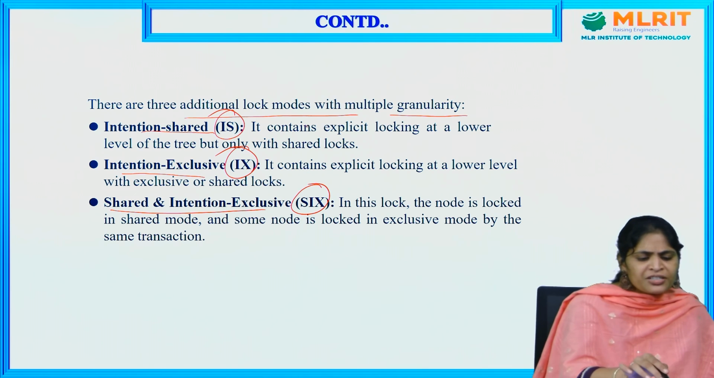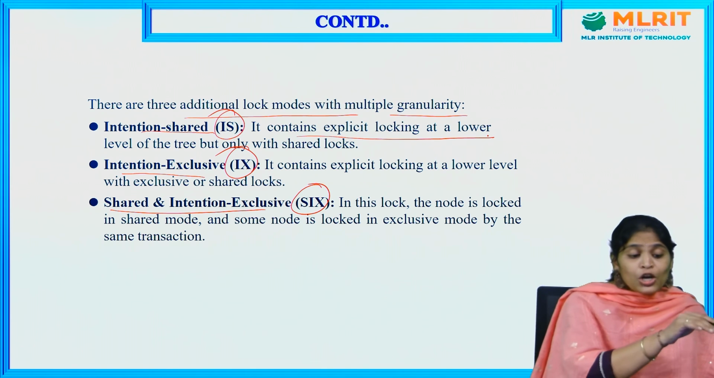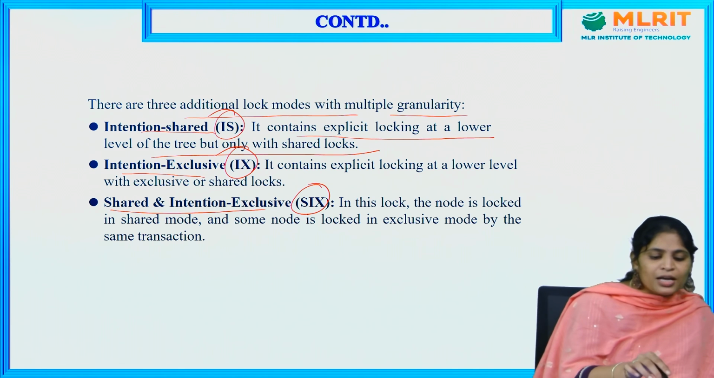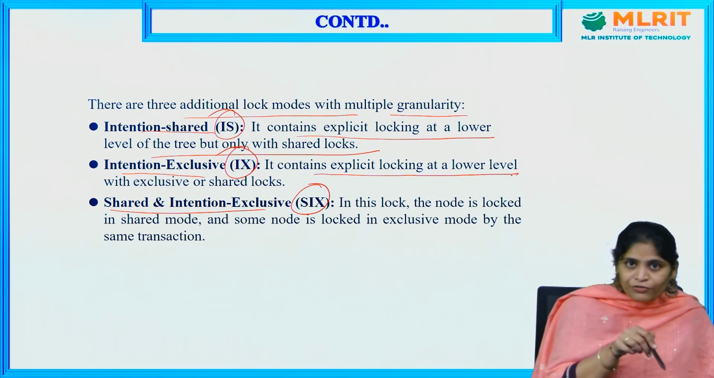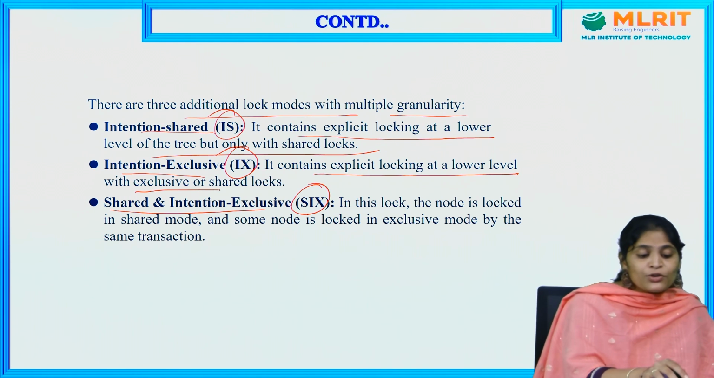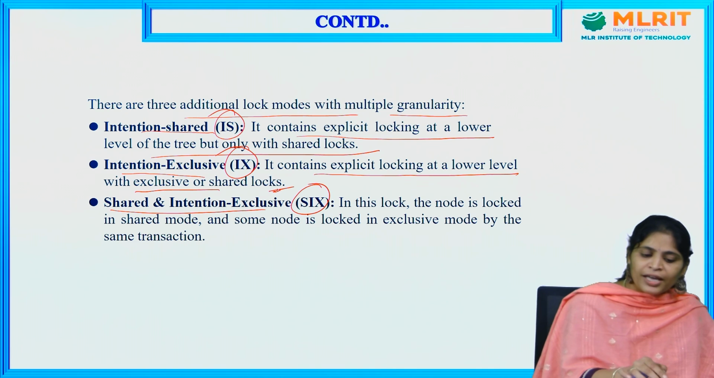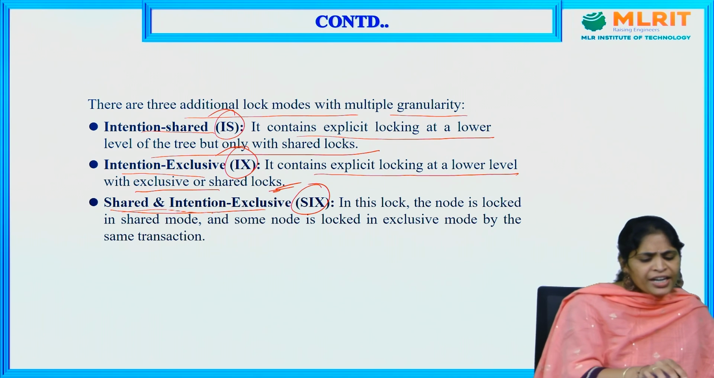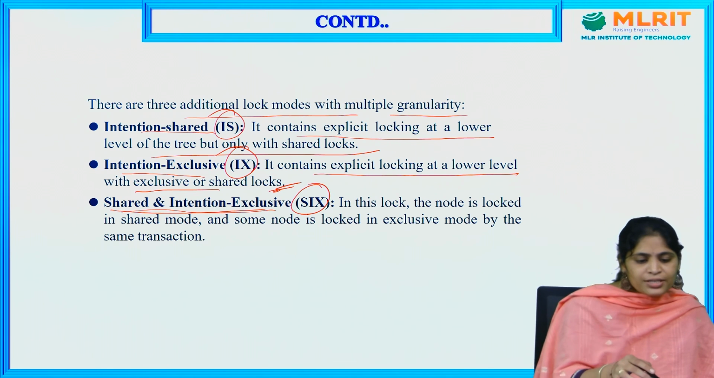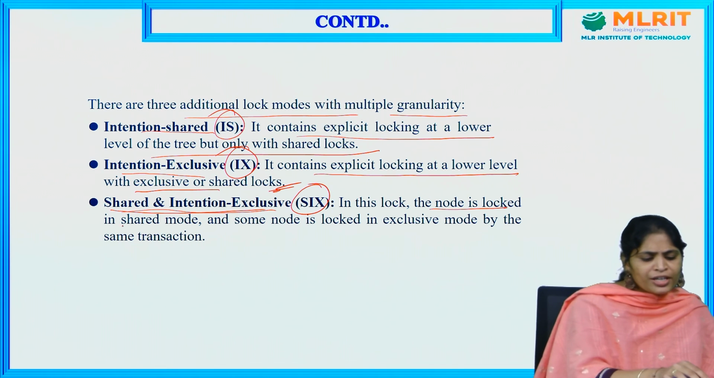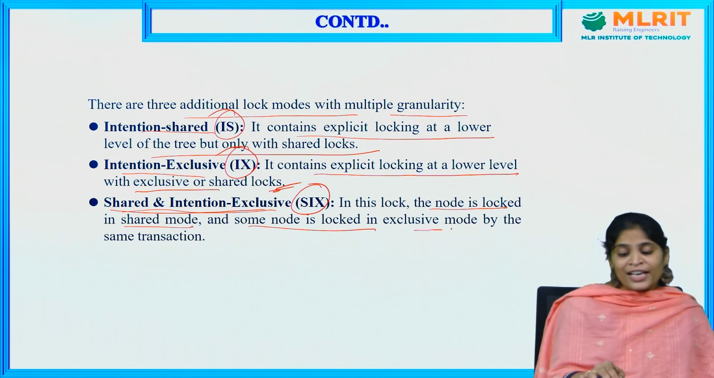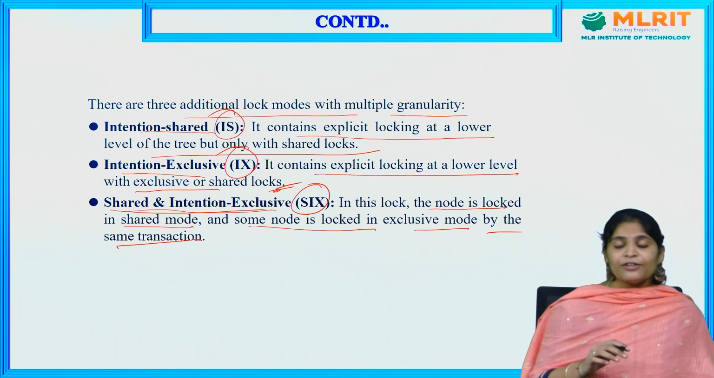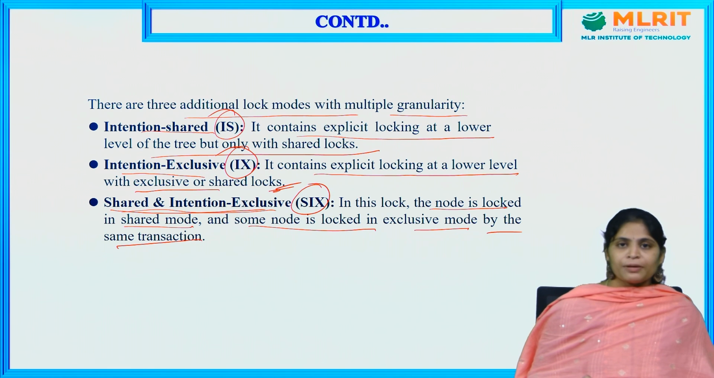So what is intention shared? It contains explicit locking at a lower level of the tree, but only with shared locks. Intention exclusive contains explicit locking at a lower level of the tree, that is to records, with exclusive locks and shared locks both. Then shared and intention exclusive lock: the node is locked in shared mode and some nodes are locked in exclusive mode by the same transaction. These are three different types of lock modes in multiple granularity.